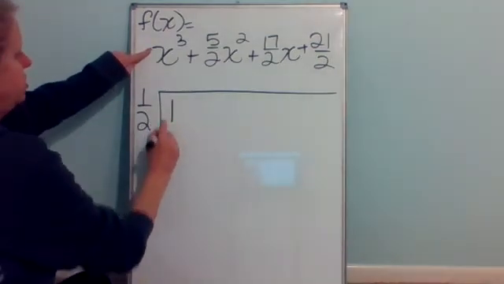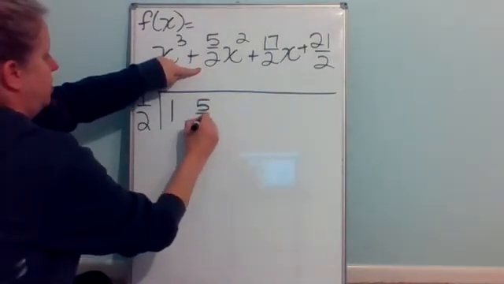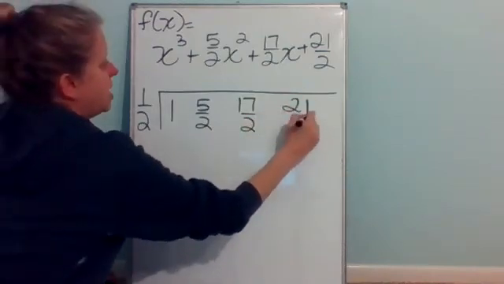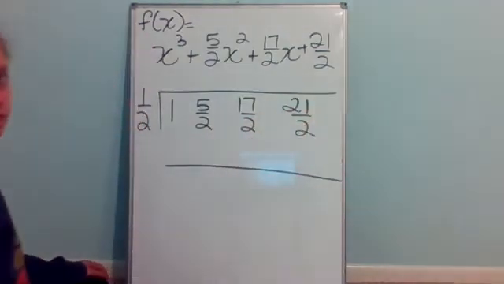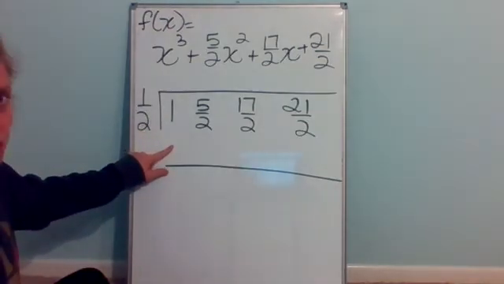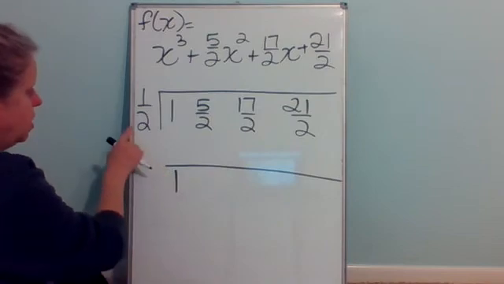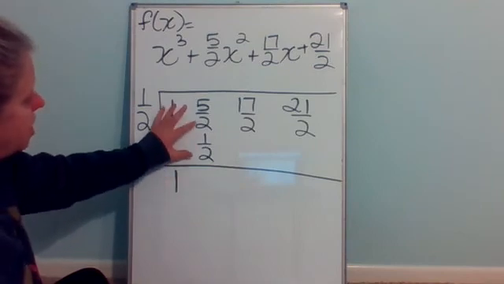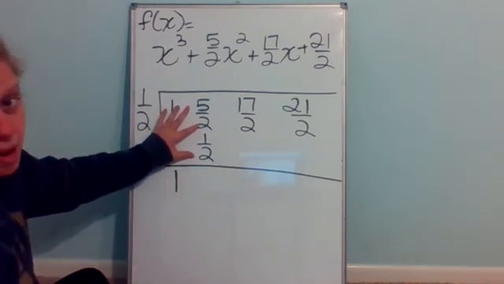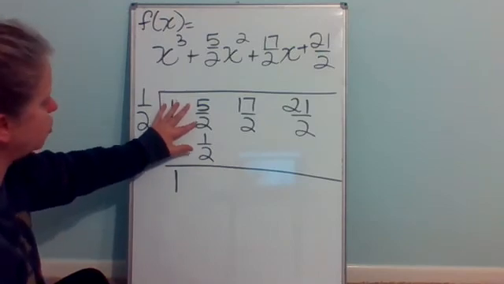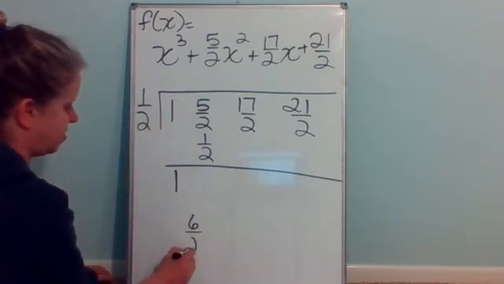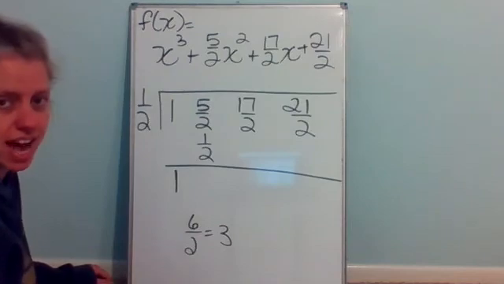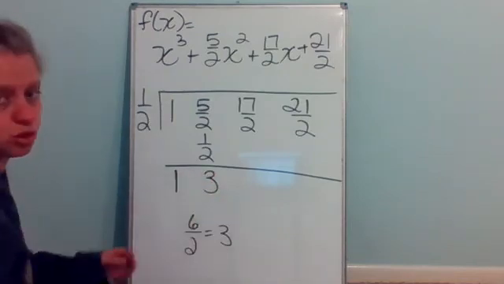My coefficients are 1, 5/2, 17/2, and 21/2. So start the same way as always, drop down your 1. 1/2 times 1, well, that one's not bad because anything multiplied times 1 is itself. Now, when I add these together, they have the same denominator, so it's actually not too bad. 5/2 plus 1/2 gives me 6/2, which is really just 3, right? 6/2 is the same thing as 3, so that's just a 3.